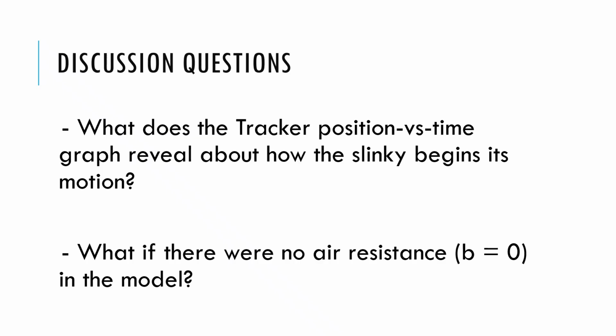Question 2 is, what if there were no air resistance in the model? The answer to that is, if the air resistance were removed from the simulation, the slinky segment would fall faster than the Tracker data shows. Without drag, the only force would be gravity, leading to pure free fall and a steeper drop in the position-time curve. The simulated y values would fall below the real data, showing that air resistance is necessary for the model to match the measured motion.